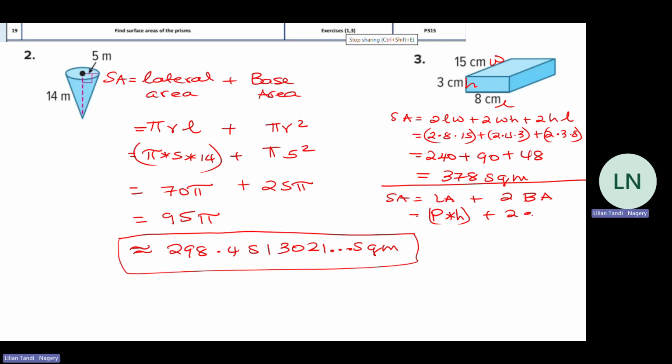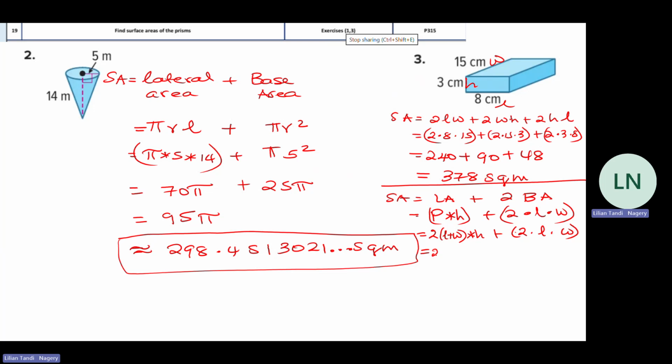2 times length times width. Okay. Perimeter is 2 times (L plus W). Then you're going to multiply that by height. Then here you're going to write 2LW. Okay, now put your values.